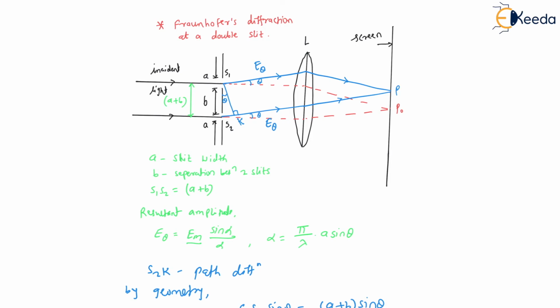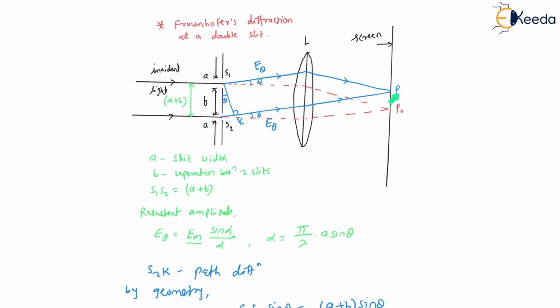The main basic one is that the resultant intensity, or the disturbance obtained at point P, is due to the interference of two waves, and these two waves arrive due to the diffraction at single slit. So we can conclude that the resultant amplitude or intensity of each wave is governed by the diffraction due to each single slit.